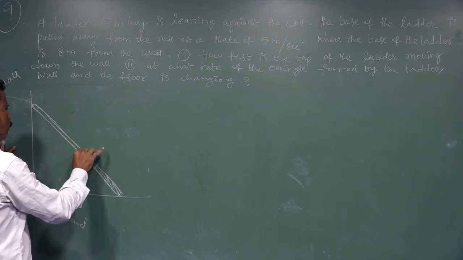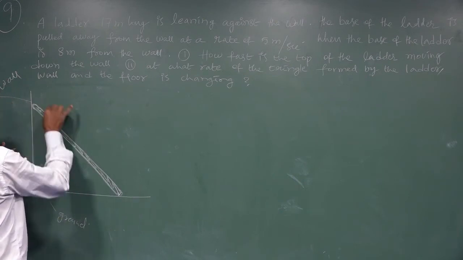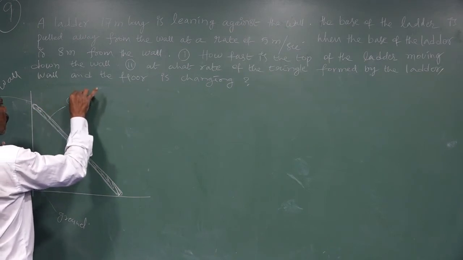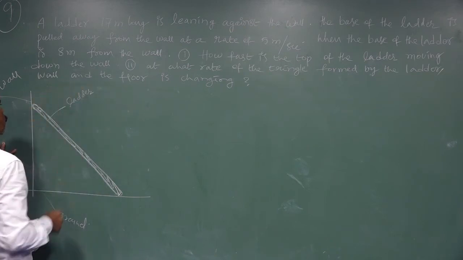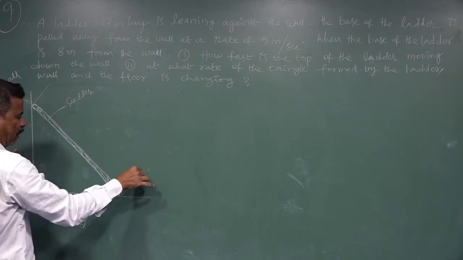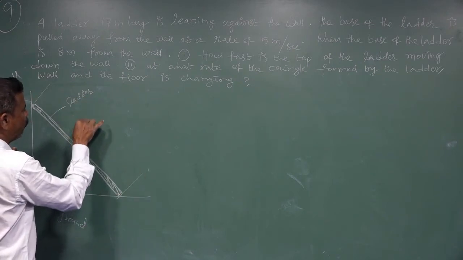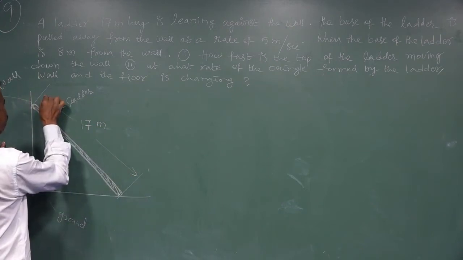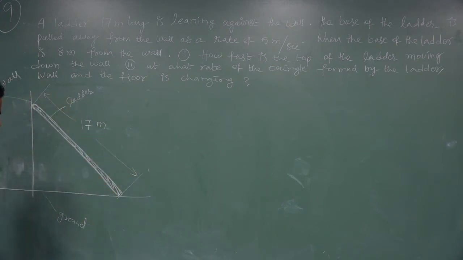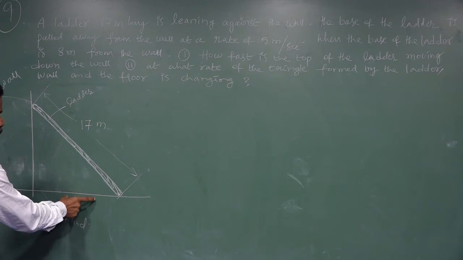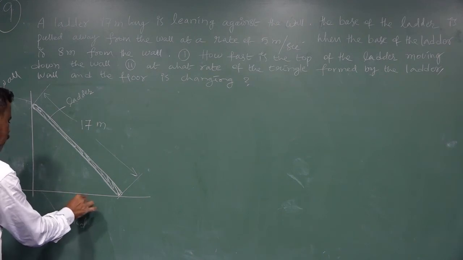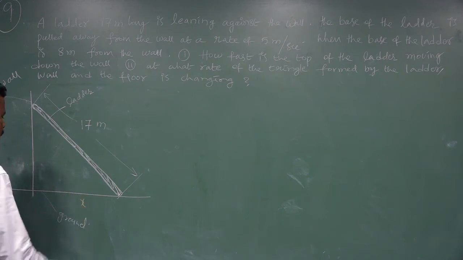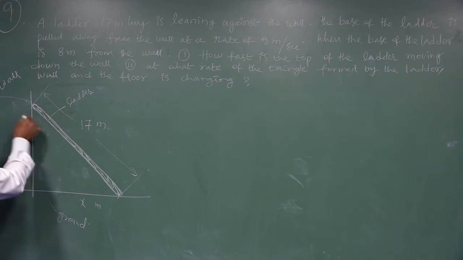This is the ladder. So this length is given, the ladder length. How much is given? 17 meters. The ladder's length, 17 meters, is given. So let this length be x meters and this length be y meters.